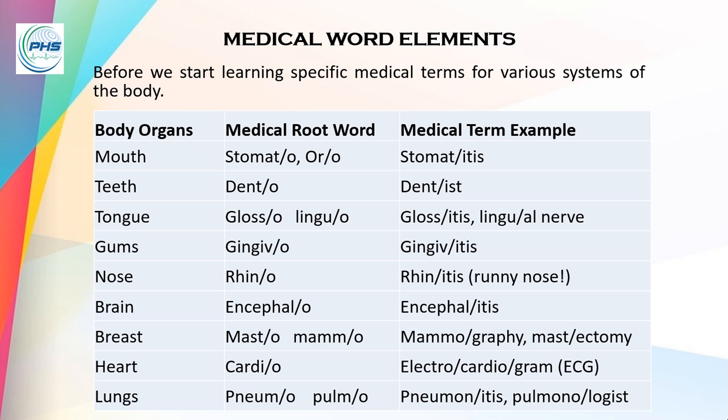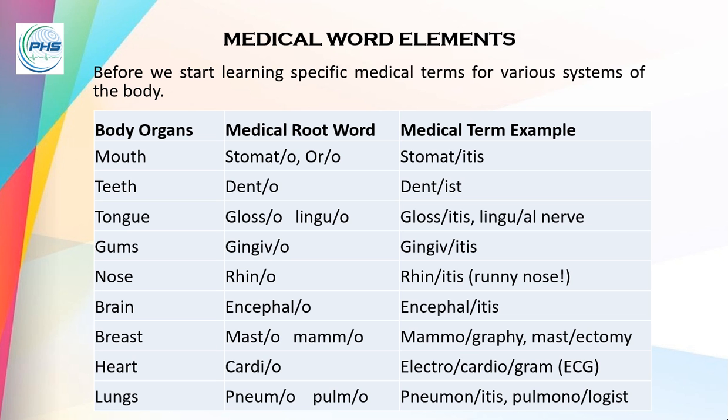Body organ brain. The medical root word is encephal. The medical term example is encephalitis. Encephalitis is inflammation of the brain, which could be caused by a bacterium or a virus or an allergic reaction.